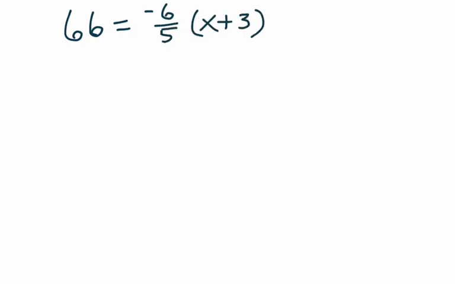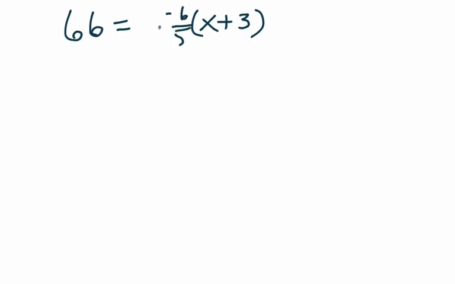One last problem. We'll do 66 is equal to negative 6 over 5 times the quantity x plus 3. So in this case, you could distribute. The problem with that is that you've got this pesky little fraction out here, and I'd rather not multiply by fractions if I don't have to. Well, we know that if we multiply by the reciprocal, we can get that fraction to drop out.